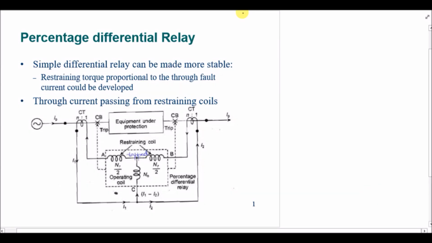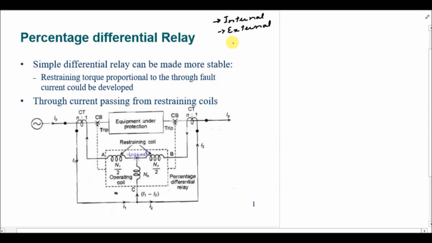Assalamu alaikum. In the last lecture, we were talking about the differential relay and we discussed the simple differential relay in detail. So we talked about the internal fault and external fault, with and without the ideal CT employment.